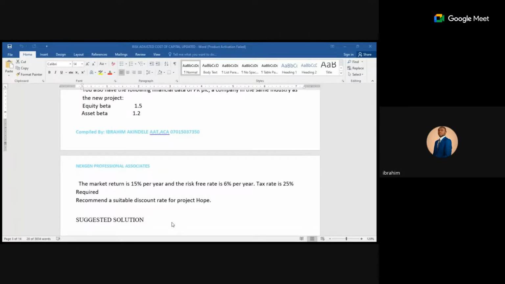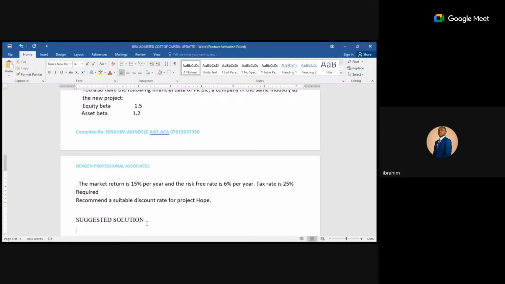They did not say, the question did not say, oh, calculate the cost of equity, so that you will stop at cost of equity, you know, from our steps. Now, they say suitable discount rate, which means that you have to complete everything. You have to calculate it to the weighted average cost of capital, right? Now, number one step, suggested solution.